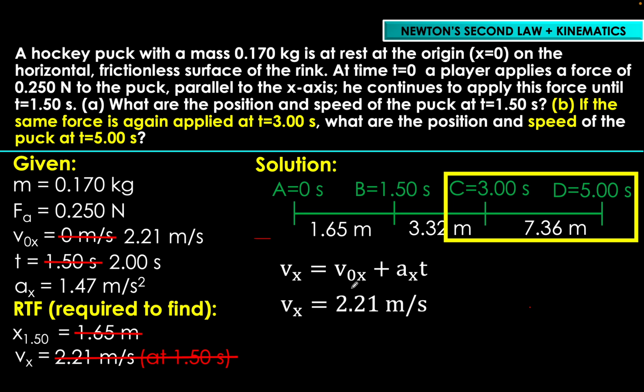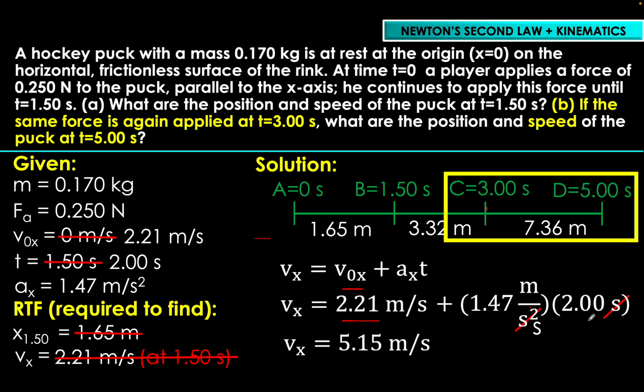Then we just plug in the given. Initial horizontal velocity is still this. That's 2.21 meters per second. And then acceleration times time would be this. And then what you're supposed to get is 5.15 meters per second for the velocity at 5 seconds.